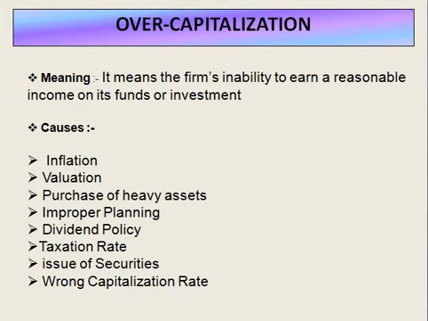The last factor which affects overcapitalization is the wrong capitalization rate. According to the earnings theory of capitalization, capitalization is the amount of earning capitalized at a representative rate of return. So if the capitalization rate is wrong, the amount of capitalization will be wrong. In such a case, the lower the rate of capitalization, the higher will be the amount of capitalization.